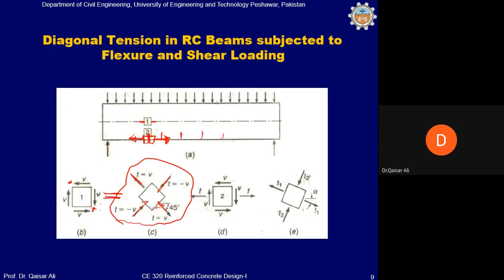Similarly, the top right corner will be moved down and to the left, and the bottom left will be moved upward and to the right. Now, if we redraw this element 1, the deformed shape of element 1 will be like this after the shear stress acts on this. And you can see that there is elongation of length along this diagonal.